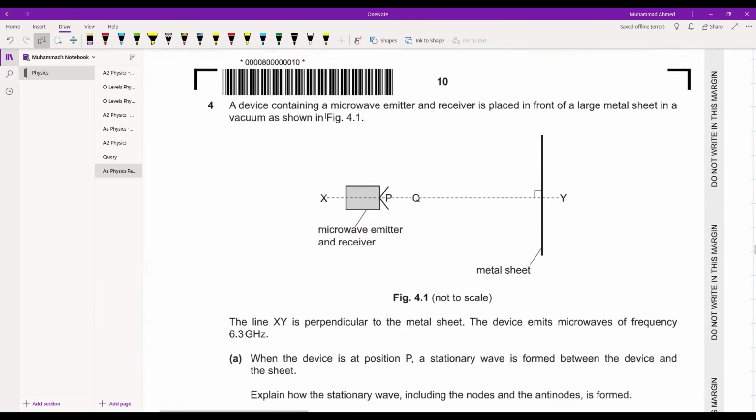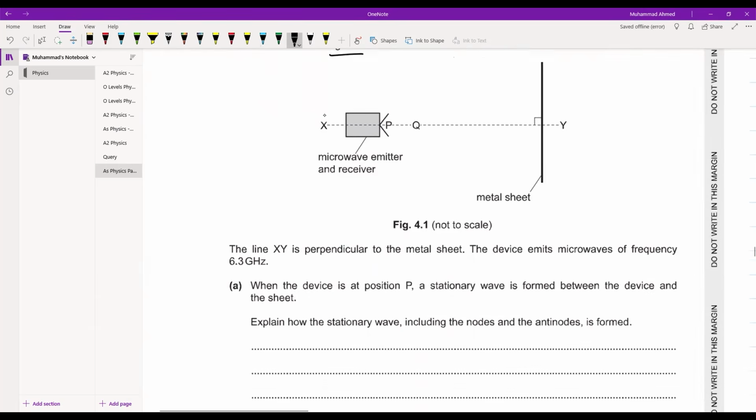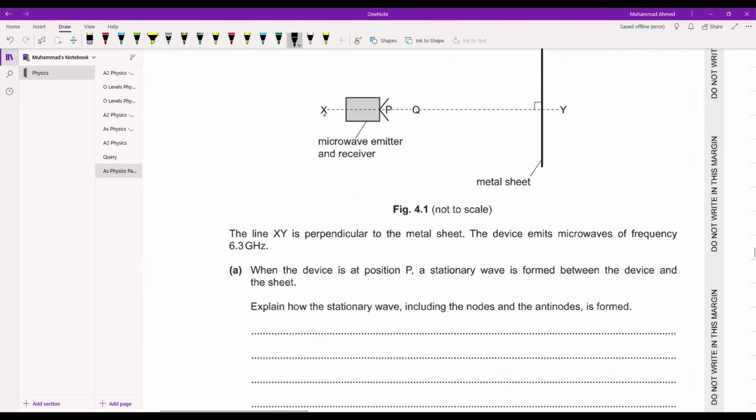Okay, let's see this. A device containing a microwave emitter and a receiver is placed in front of a large metal sheet in a vacuum as shown in figure 4.1. So this is a microwave emitter and a receiver. This is a metal sheet. The line XY is perpendicular to the metal sheet. The device emits microwaves of this frequency. When the device is at position P, a stationary wave is formed between the device and the metal sheet.